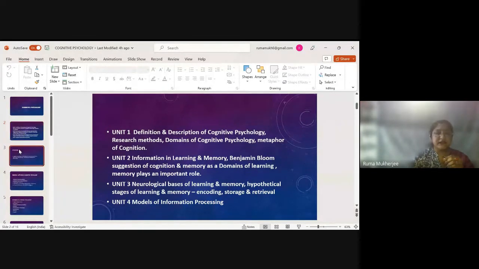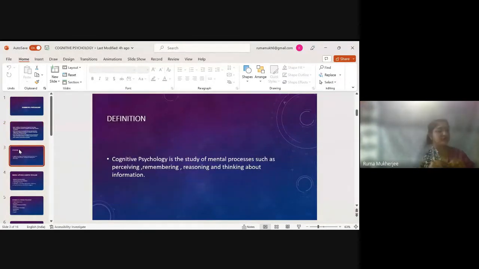Now, what is the definition mainly, or what do we actually mean by cognitive psychology? It is a study of mental processes such as perceiving, remembering, reasoning, and thinking about information. Now, what type of information? How we actually remember, what the memory processes are, and why we sometimes forget. All of these things cover the cognitive part, that is, cognitive psychology.